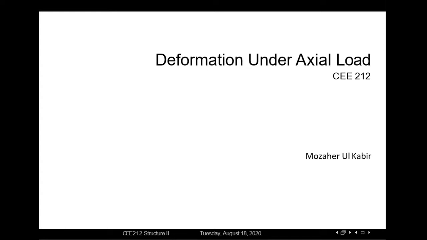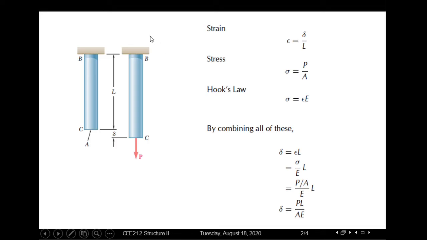In this lecture 7, we will see how to calculate the deformations under axial load. Here we can see a BC segment of initial length L and a cross-sectional area of A, and due to this P load which is stretching this BC segment, a del amount of change in length occurs. By the definition of strain, we can express that strain is equal to change in length divided by initial length.